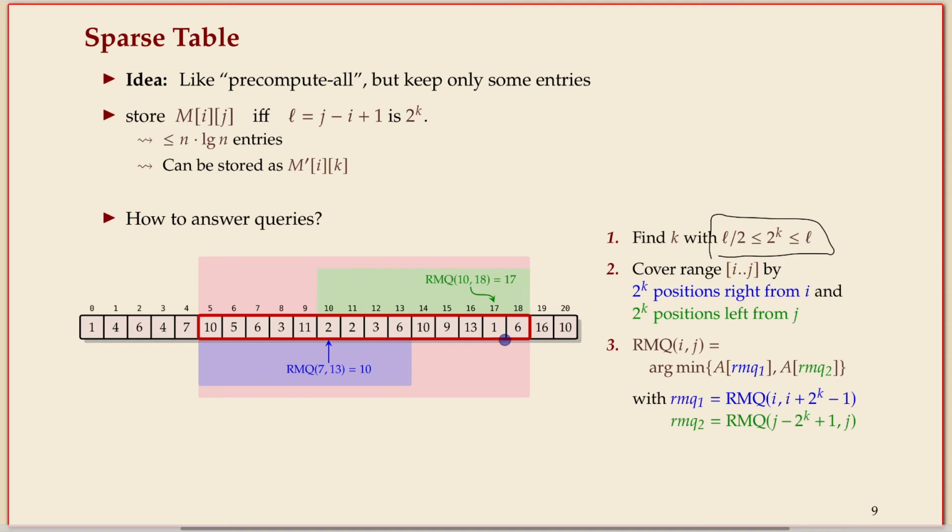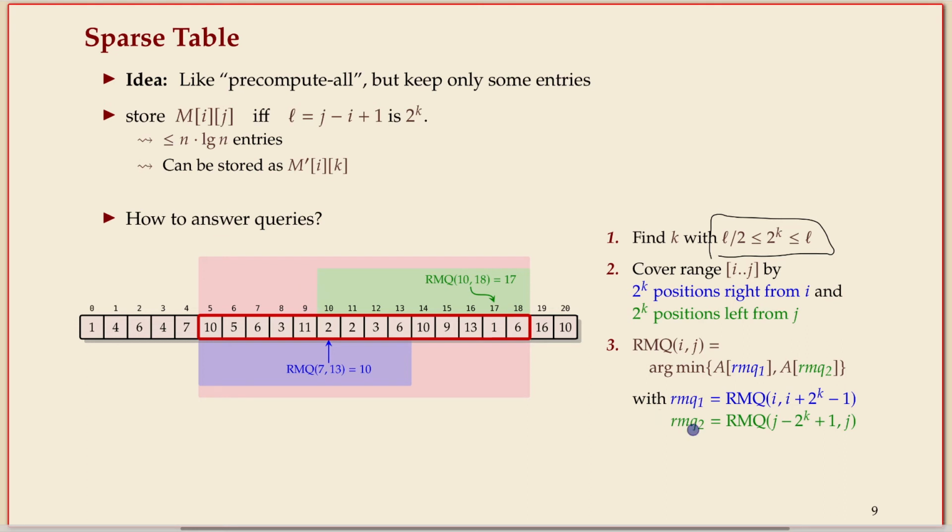You cover this range by the blue and green positions. Some positions are double covered. Now, the minimum in this range has to lie somewhere, either in the green or in the blue region, potentially in both. So if you take the positions of the minima of the blue and green region, you can just take a comparison between those two numbers, and then you find the minimum of the overall range. Okay? That's the key idea.